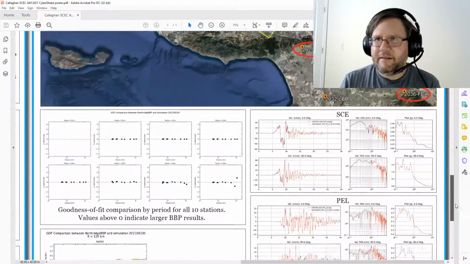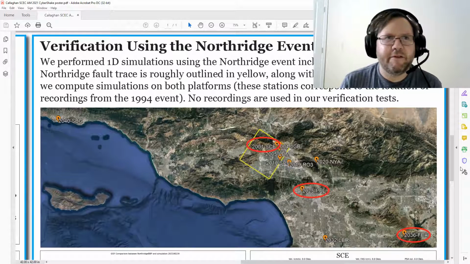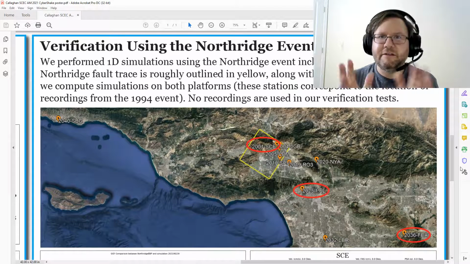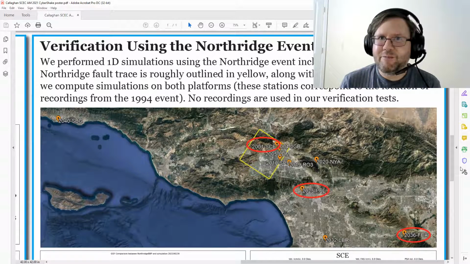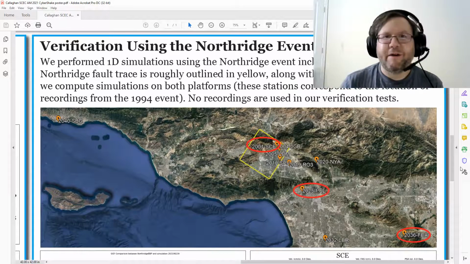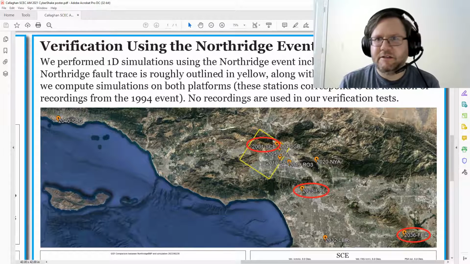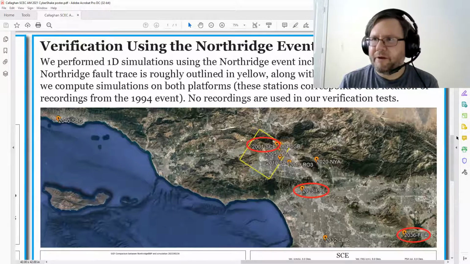Once we finished that, the next thing that we did is move to a more complex set of verification work. So we selected the Northridge event from the Broadband platform. I want to be clear here that these comparisons I'm presenting today are all simulation to simulation. We haven't yet gotten to the point of using observations, though obviously that's coming up in the future, and that's where we're going. So here what we did is we ran 1D simulations for Northridge. We selected the 10 stations I have outlined here and ran them on both platforms and then compared the results.